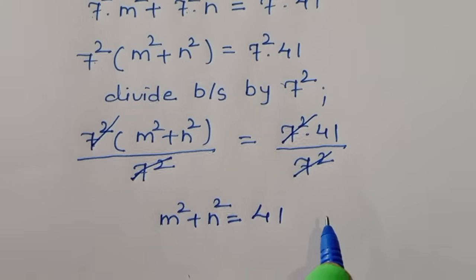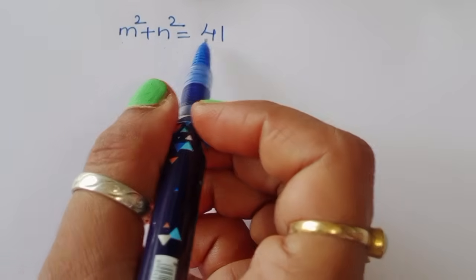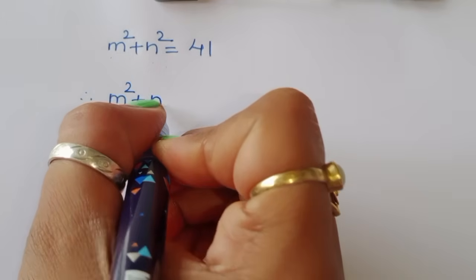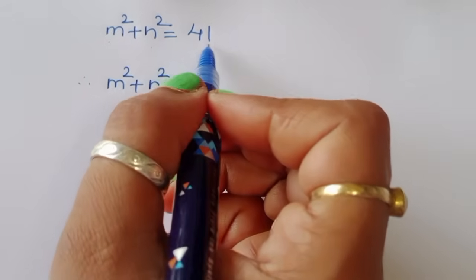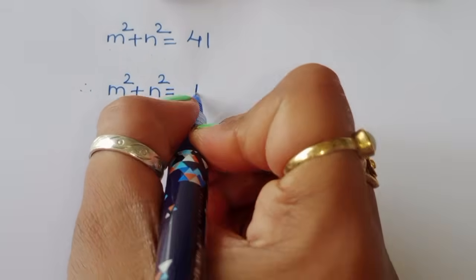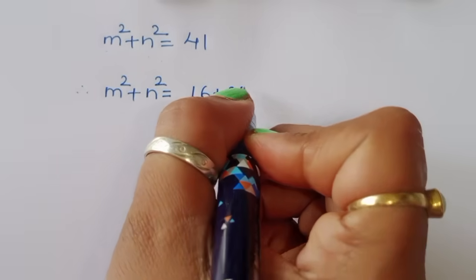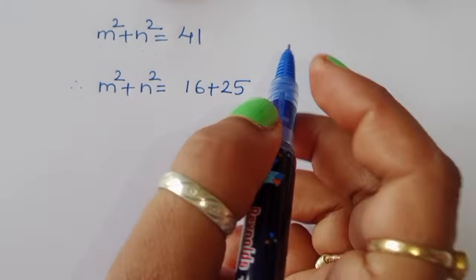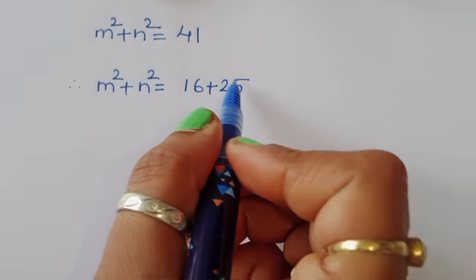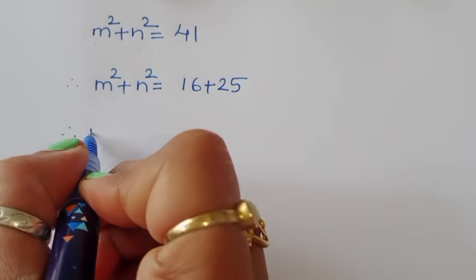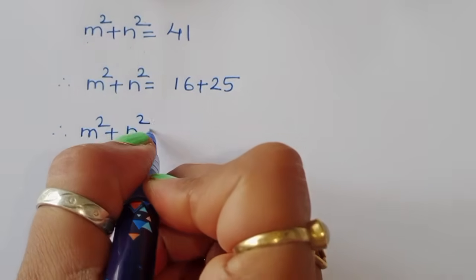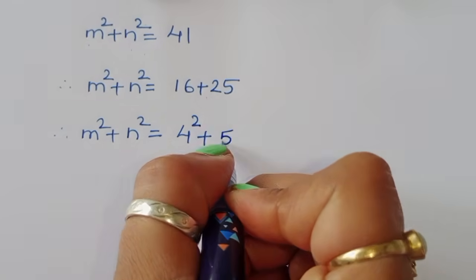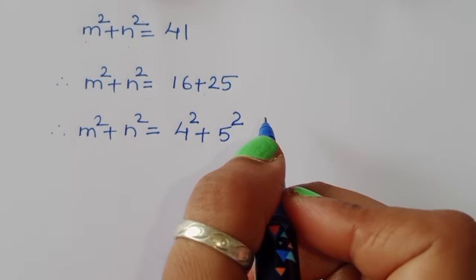We got this number here: m square plus n square is equal to 41. Now this 41 we can convert into 16 plus 25. Why are we doing this? Because we have to convert this number into square form. So m square plus n square is equal to 4 square plus 5 square.